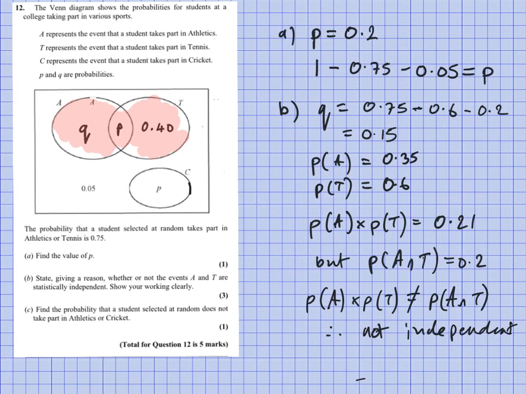That would be the probability that we want, A or C not, and that's 1 minus the probability that they do athletics, 0.35, and take away the probability they do cricket, which is 0.2, which altogether gives us a solution then of 0.45. Good.